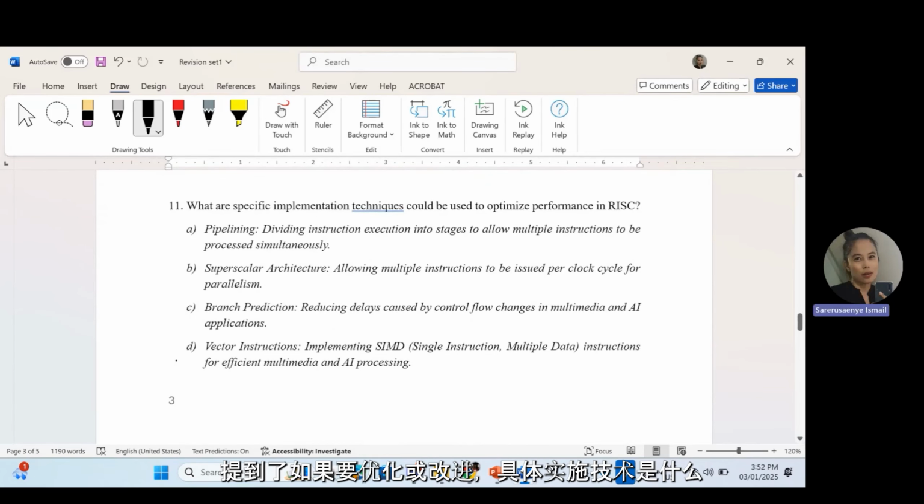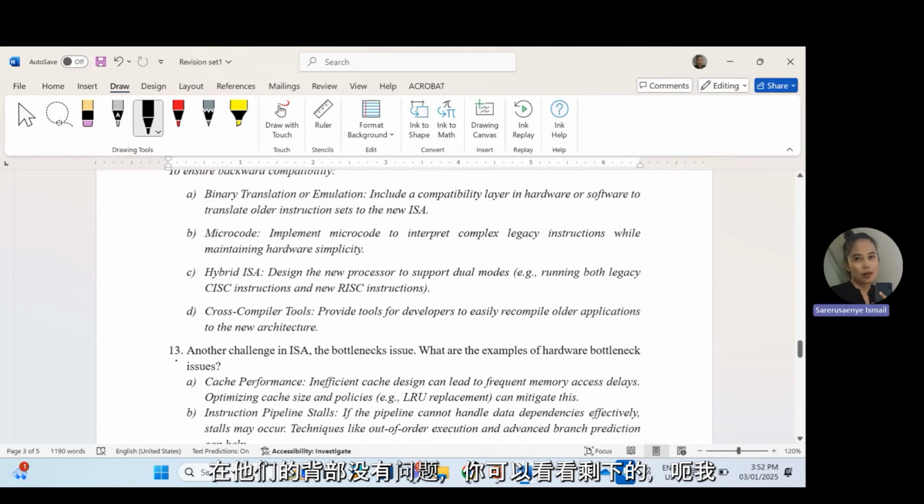Yeah, I also mentioned what specific implementation techniques you can use if you want to optimize or improve the current instruction set, because current technology is also using RISC. RISC is used to have pipeline, parallel, superscalar architectures, branch prediction, and vector instructions. So this is an example of techniques they use to ensure there is no issue in terms of backward compatibility. And you can take a look at the rest.